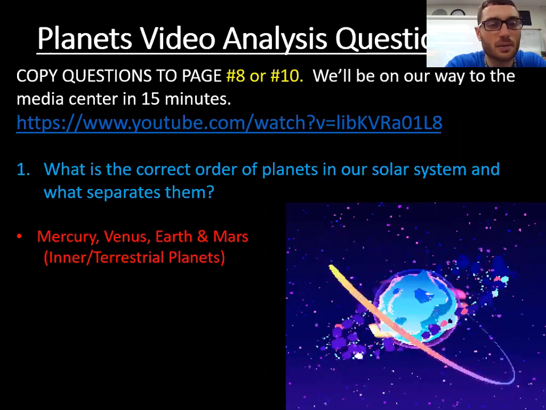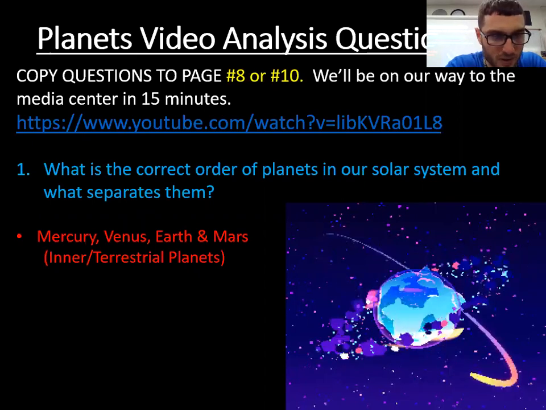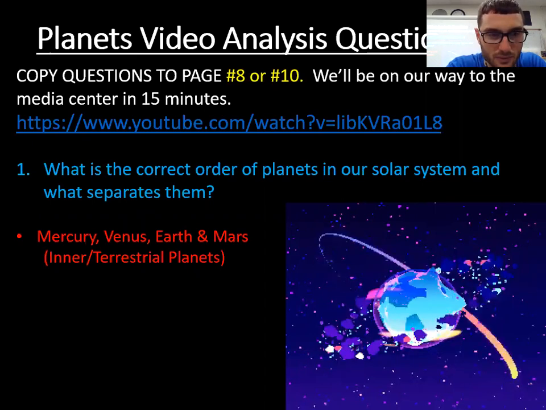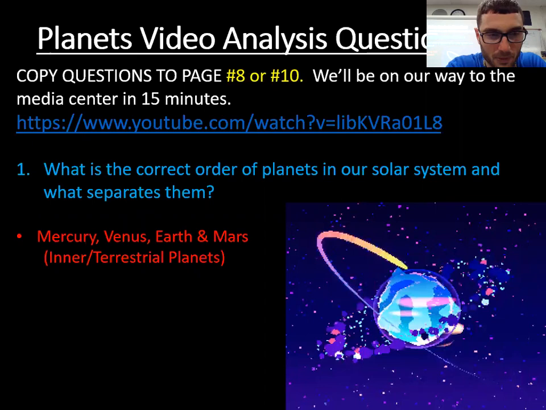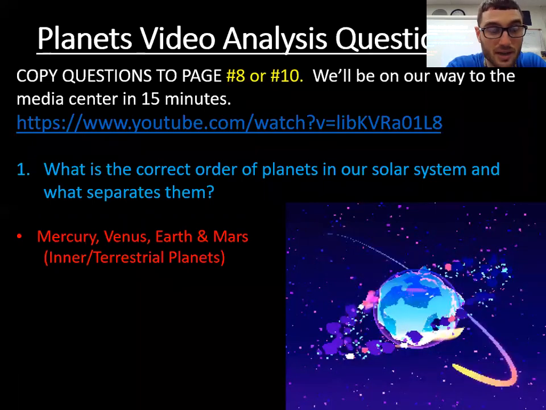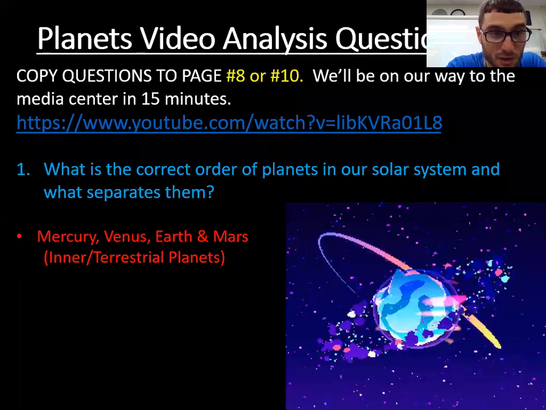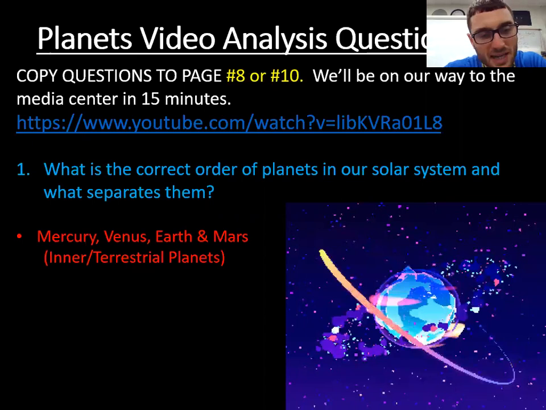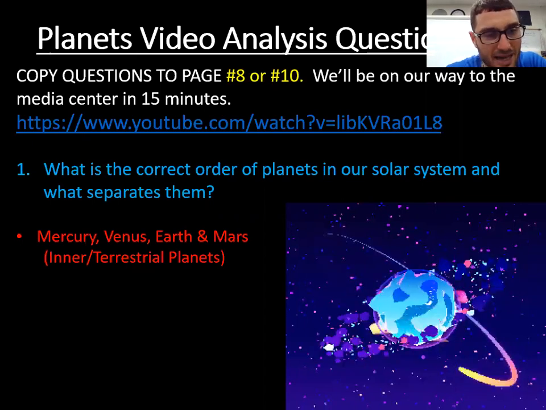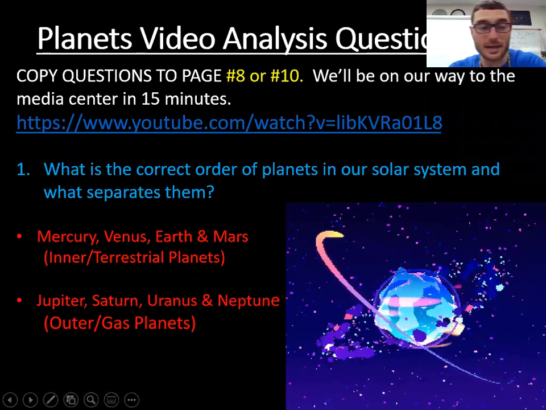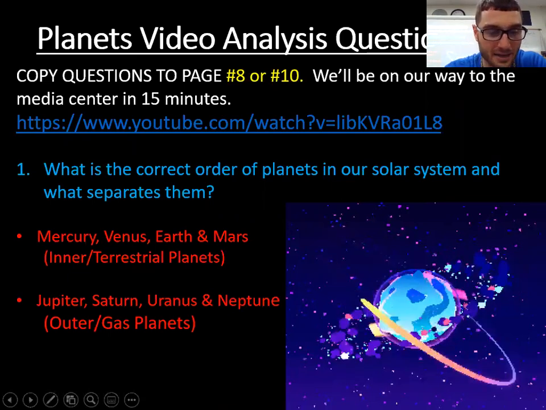Could somebody else tell me what the other set of planets was? The other 4 outer planets, what are they called? Yes, great job, Sawani. They were Jupiter, Saturn, Uranus, and Neptune, which we call Jovian. We're never tested on the word Jovian, so I'm just going to say gas planets. Jupiter, Saturn, Uranus, and Neptune are the outer gas planets.